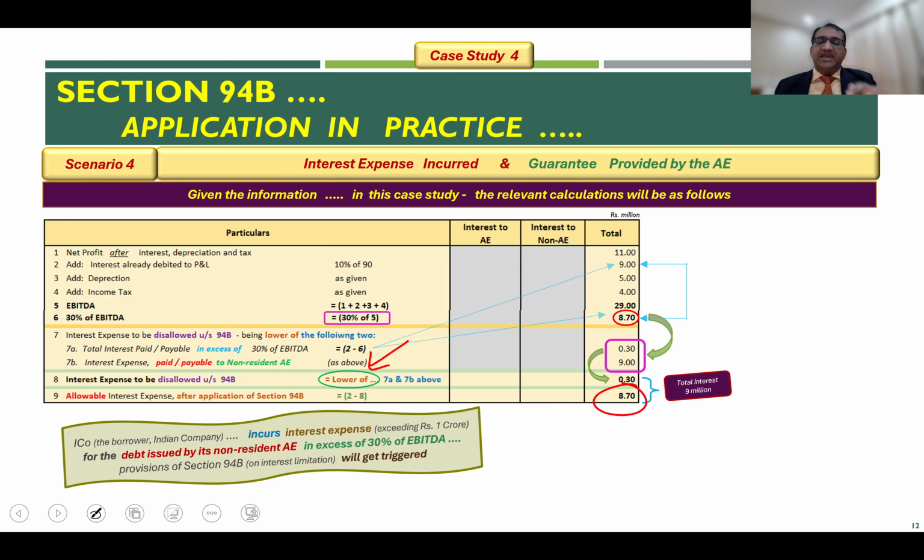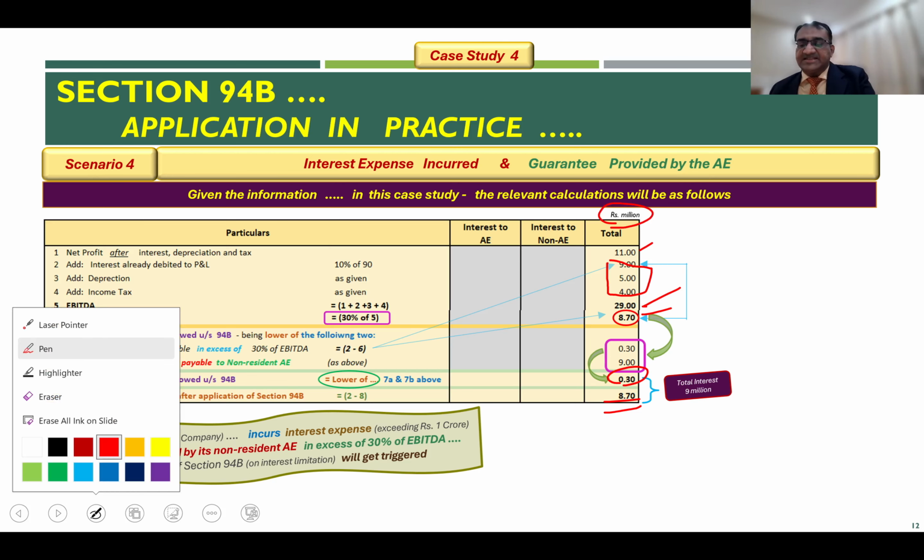Now, let us read this entire thing in crores rather than millions. I just realized that because of the threshold of 1 crore, let us read all of these numbers in crores. So for the purpose of clarity, let's say 11 crore is your net profit. This much is your addition. So your EBITDA is 29 crore, and 30% of the EBITDA is 8.7 crore, and the disallowance will be 0.3 crore. 8.7 crore will be allowed. In the case study, I've just changed the unit from million to crores. Just read it in that sense.